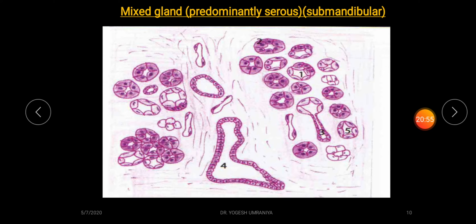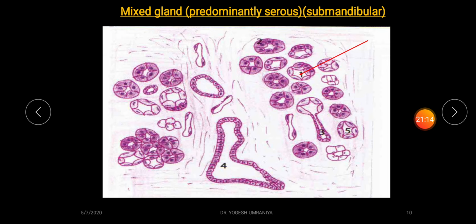So, that was all about the serous gland. Now, we are discussing the mixed gland, and specifically that is the submandibular gland. So, remember that S stands before M. So, here the serous component is more as compared to the mucous one.